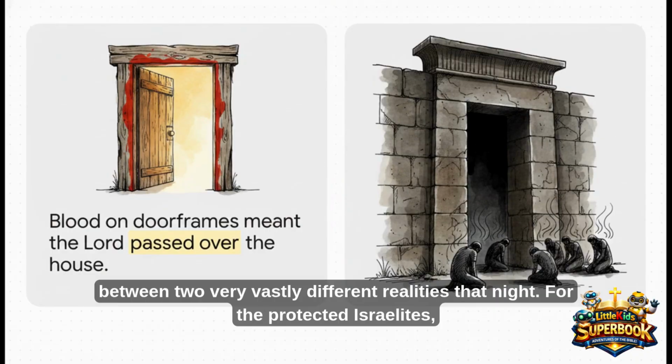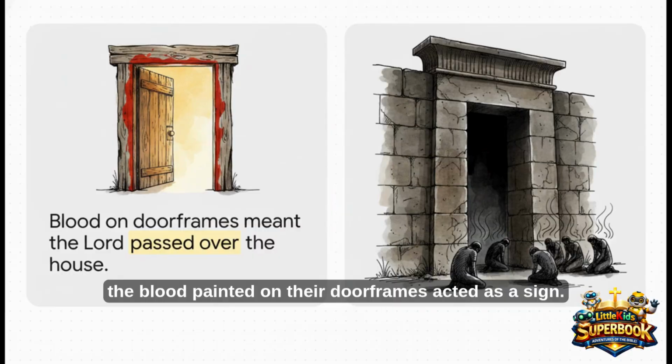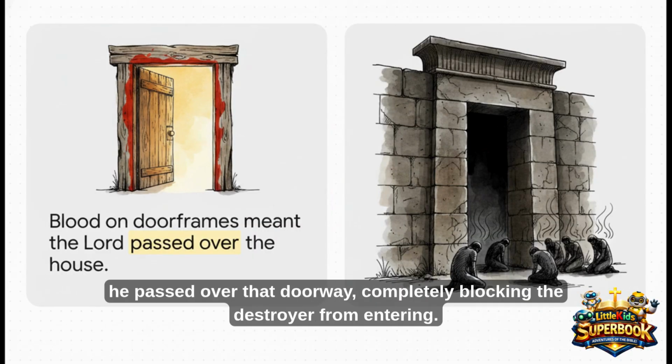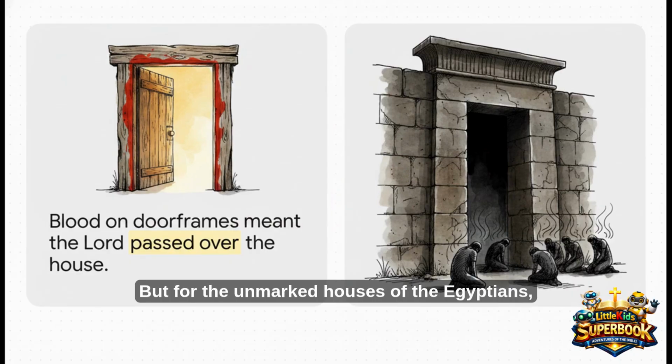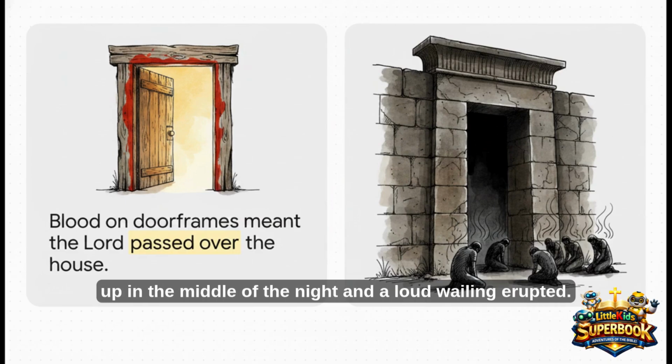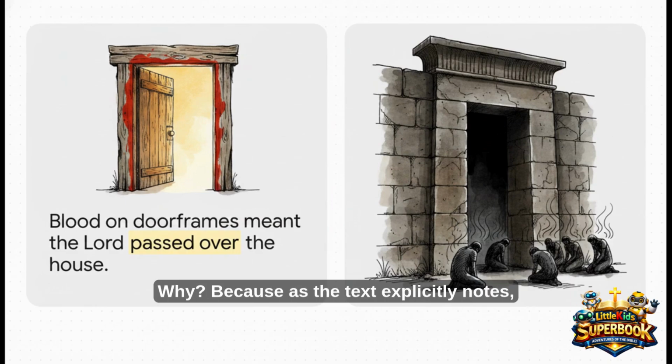This sets up a really stark contrast between two vastly different realities that night. For the protected Israelites, the blood painted on their doorframes acted as a sign. The text states that when the Lord saw the blood, he passed over that doorway, completely blocking the destroyer from entering. But for the unmarked houses of the Egyptians, the text describes a devastating scene. Pharaoh, his officials, and all the Egyptians woke up in the middle of the night and a loud wailing erupted. Why? Because as the text explicitly notes, there was not a single house without someone dead.